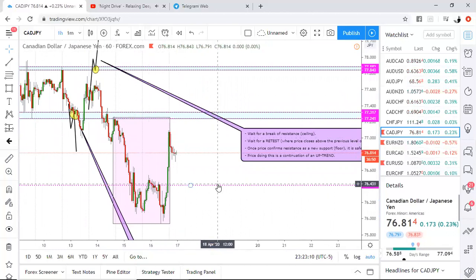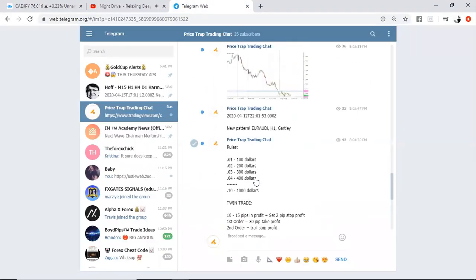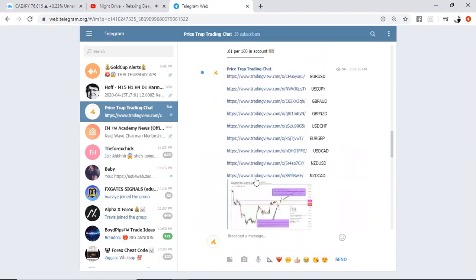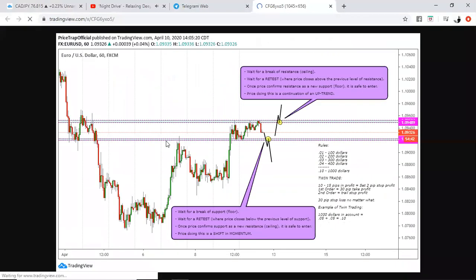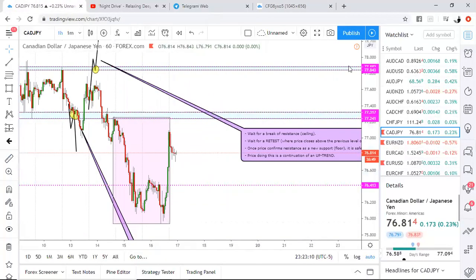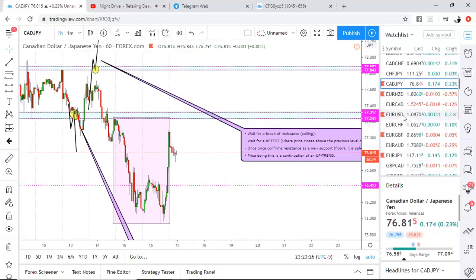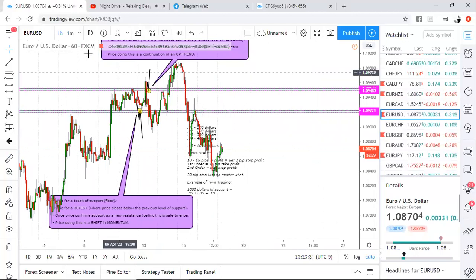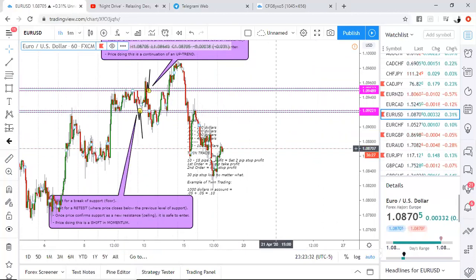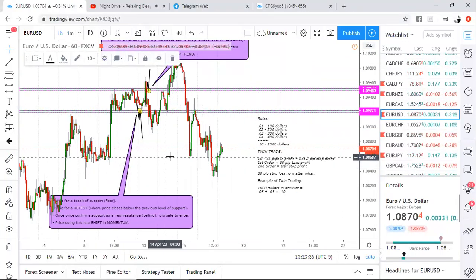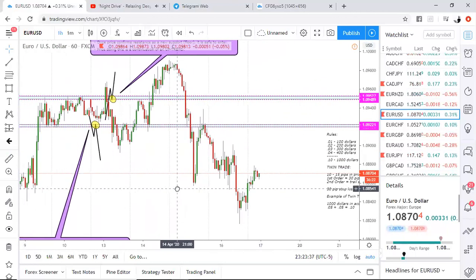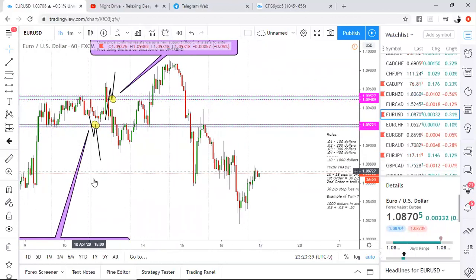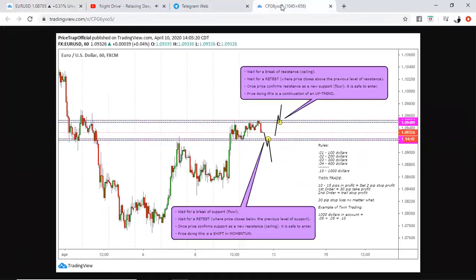I'll leave these purple boxes in every single one of these. It was Euro USD. Trapped it up here. Let me go and look at the chart. We can see if we go on a lower time frame, this is basically what it looks like. This is what it looks like over here in a nutshell.